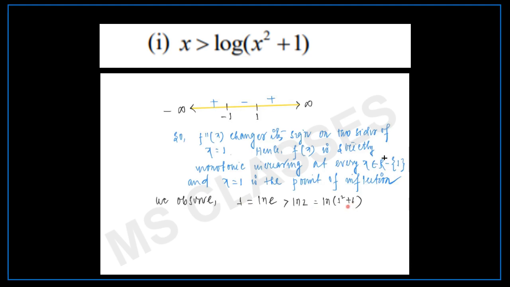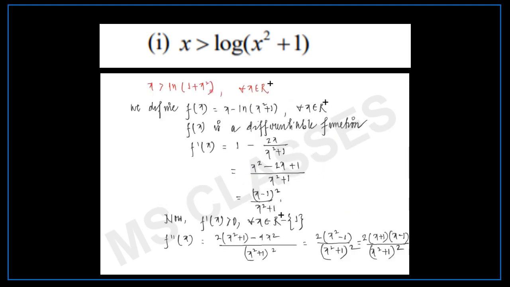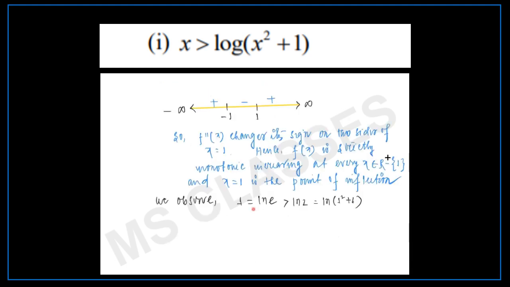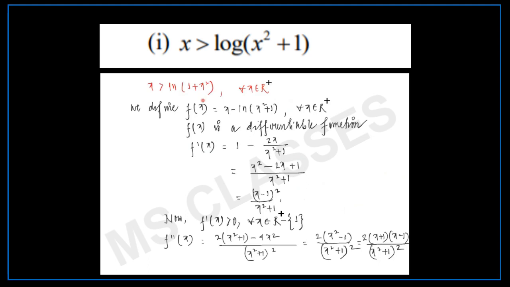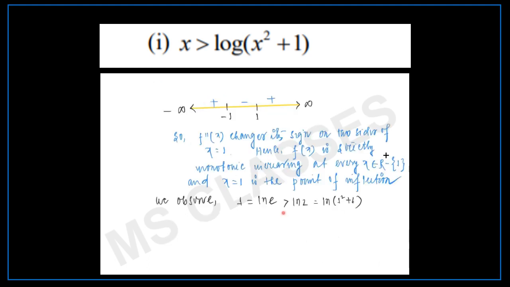So according to our proof, what we need to prove is x is greater than this one. First thing, at 1, we are sure that the inequality holds true. This shows that the inequality which we are going to prove holds true. So here we can say that 1 is greater than this one. So x greater than ln of x square plus 1 holds true for x equal to 1.